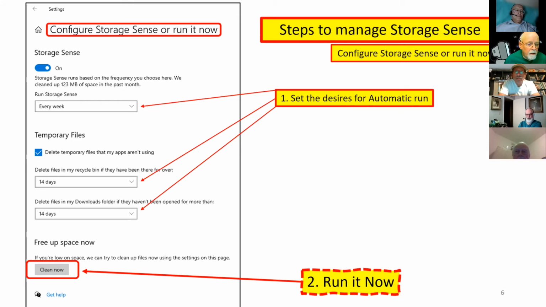Temporary files, I want to delete temporary files every 14 days. Delete files in my recycle bin every 14 days. Delete files in my download folder if they haven't been opened for more than 14 days. And, down at the bottom of the page, I can clean now. And sometimes you get a little message down here that says, if you clean now, you're going to clean up 2.3 gigabytes or something like that. Okay. Maybe even only megabytes. So you can always clean now.